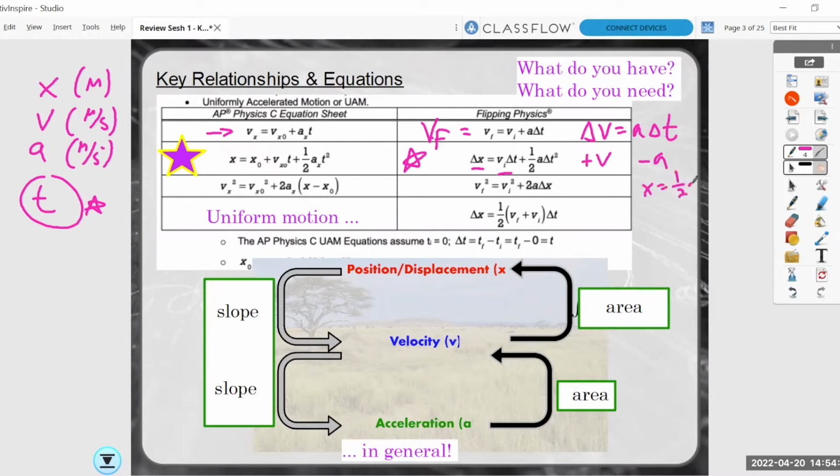Quick reminder, of course, while I'm waiting for my past self to catch up, you can always use these in x or y. They all say x here, but you can use them in any direction that you want as long as you are consistent. You don't want to mix your x's and y's here. There is a last equation that you can use in there.